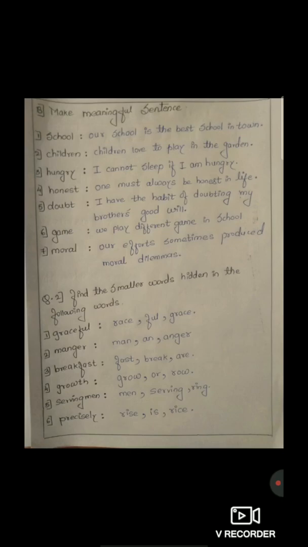Now move to question number 2. Find the smaller words hidden in the following words. The very first word, graceful. The answer is race, full, grace. Second word, manger. Answer is man and anger. Third word is breakfast. Answer is fast, break, are.